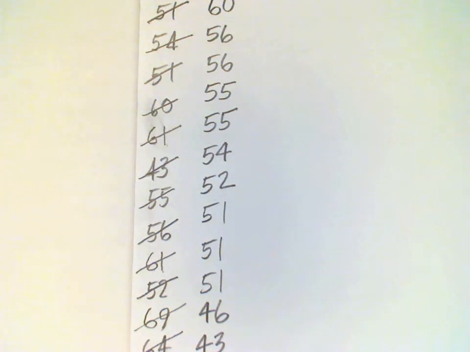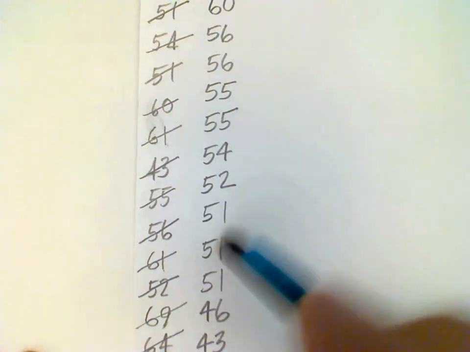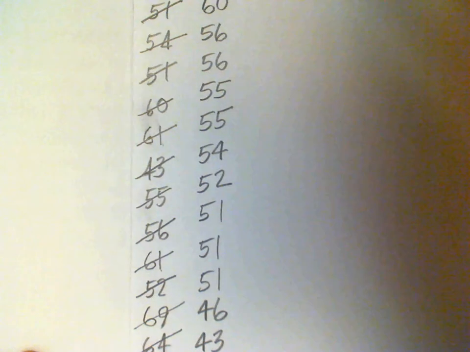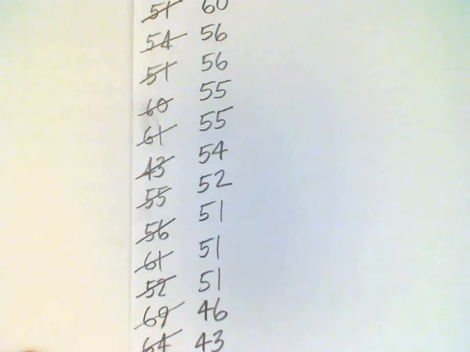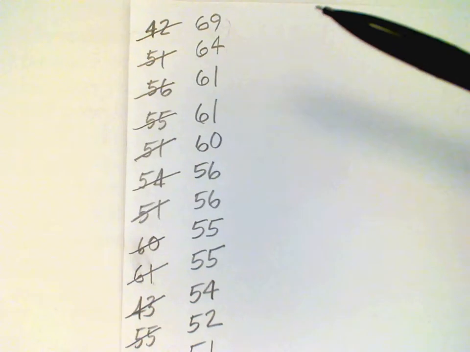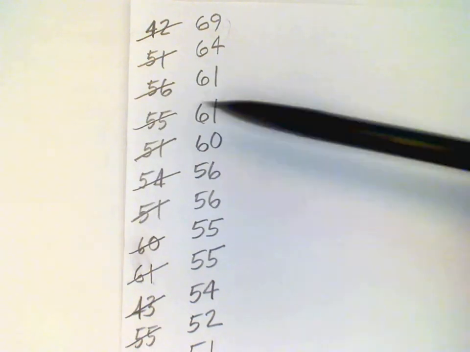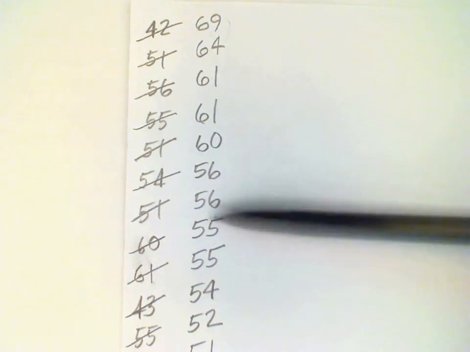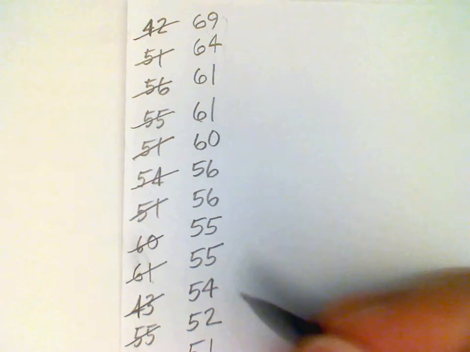Now I count up my values. There are 17 values there. Since I have an odd number, I just need to look for the value in the middle. That would be 9 down from the top, or equivalently 9 up from the bottom. I'll count down from the top: 1, 2, 3, 4, 5, 6, 7, 8, 9. This value here is my median value.